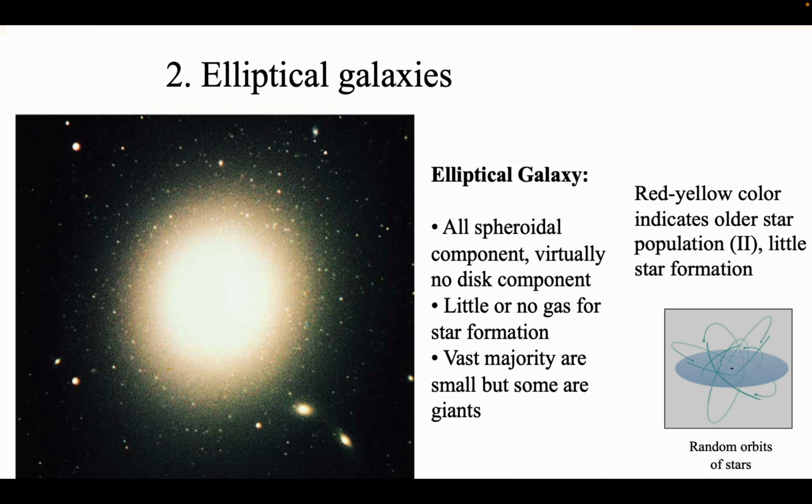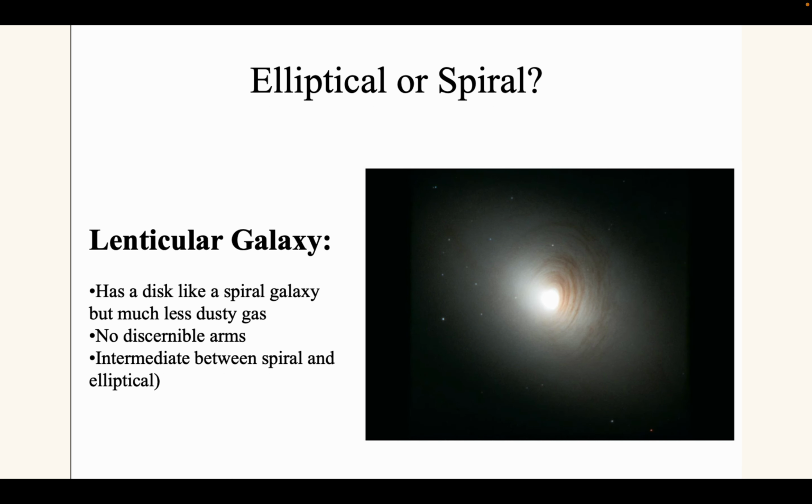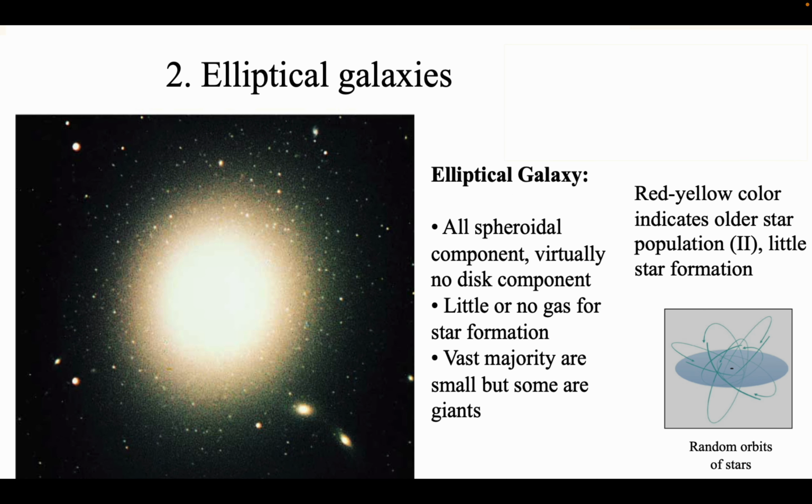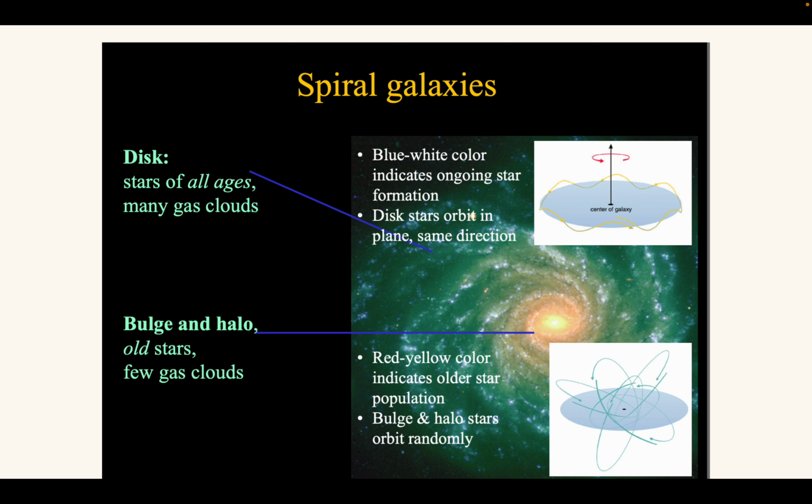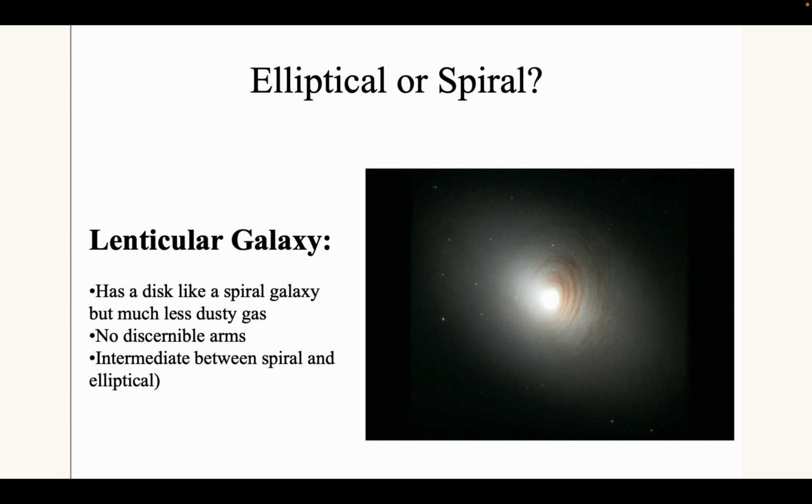And another thing, the ellipticals are mainly redder or yellowish in color. That is, they contain an older stellar population. And the orbits of stars in the ellipticals are also random, just like the bulge stars' orbits that we see in the spiral galaxies.